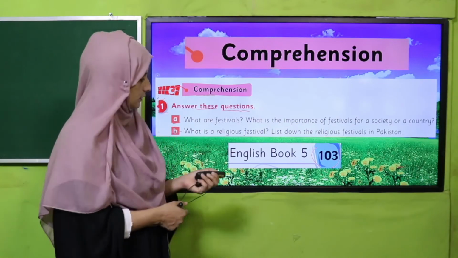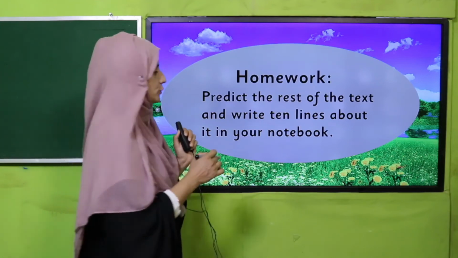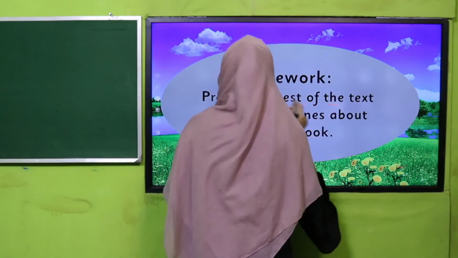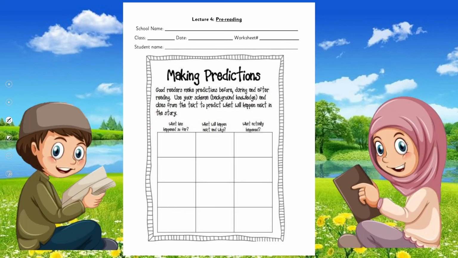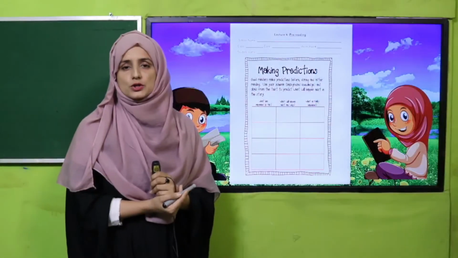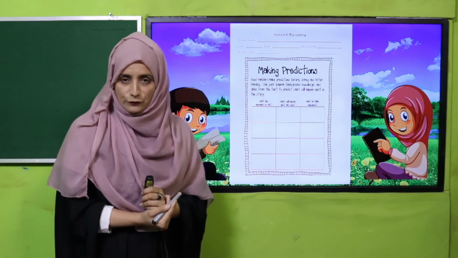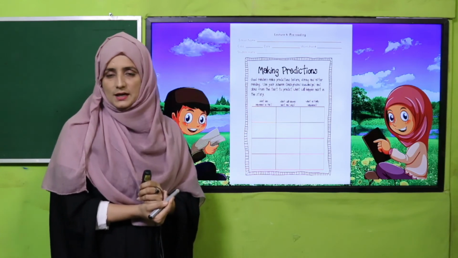Good job. So what's homework for today? Predict the rest of the text and write 10 lines about it in your notebook. So you will predict, you will see what the rest of the lesson is telling us and what we will get. So you will predict it, read it, and then you will write about it in 10 lines. This is your homework. And yes, my dear teachers, this is the worksheet. This worksheet link is given below. You should provide it to your students in printed form so that we can see how much knowledge students have got about prediction.